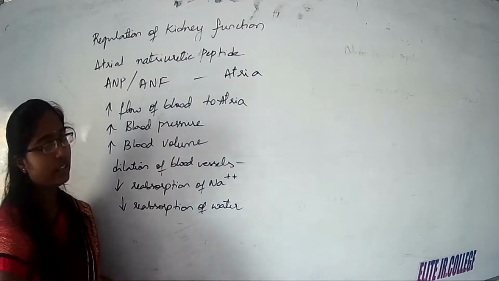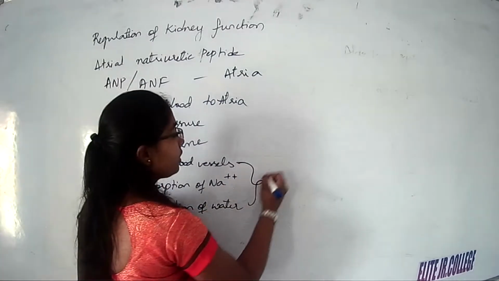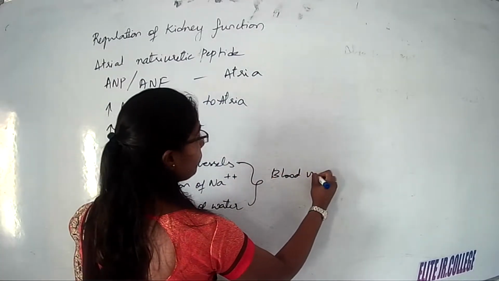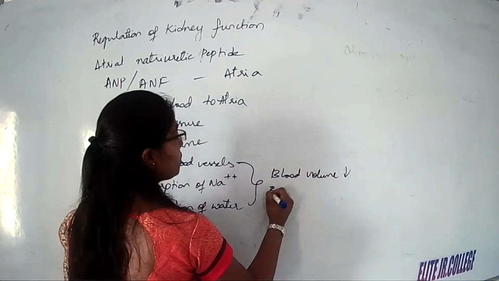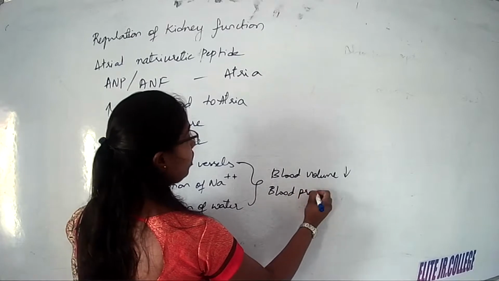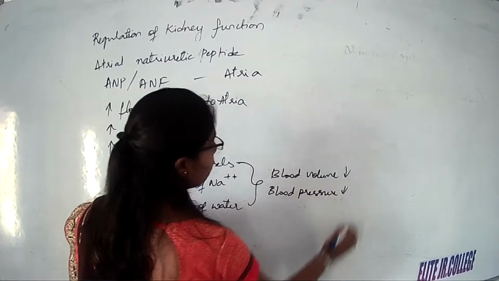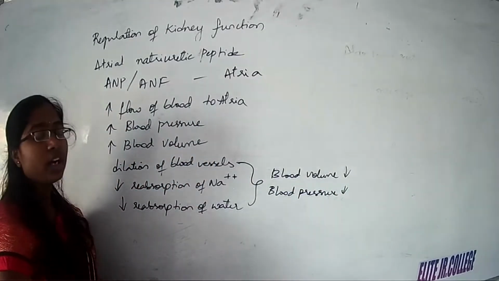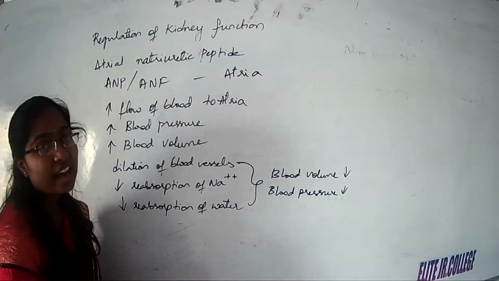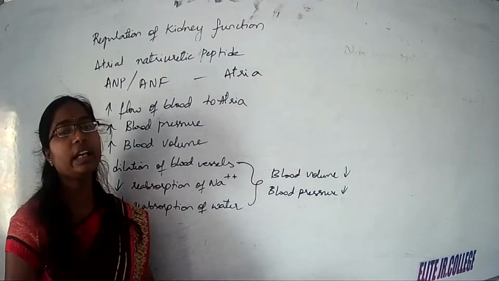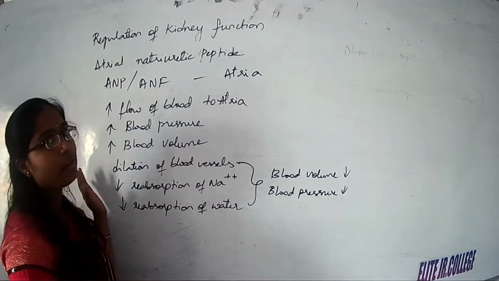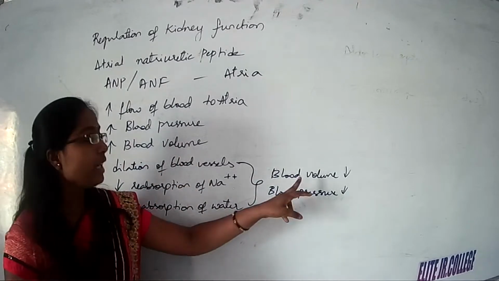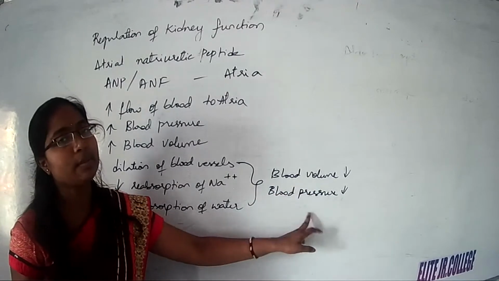As a result of all these things, the blood volume is going to decrease and come back to normal, and the blood pressure is also going to decrease. So here we have observed that the RAS system works to increase the blood volume and blood pressure, whereas atrial natriuretic factor causes a decrease in the blood volume and blood pressure.